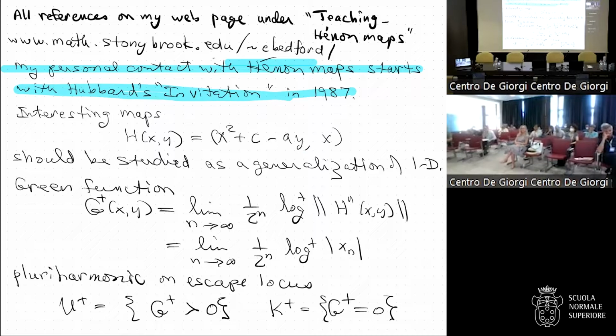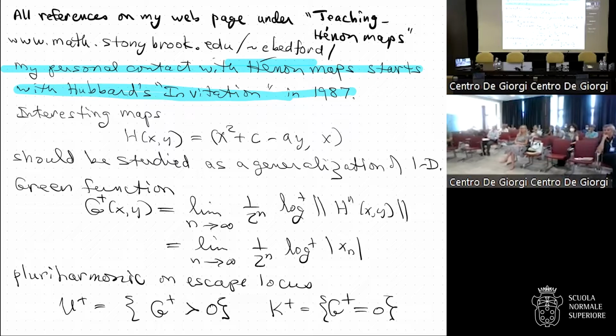in one dimension, you can define a Green function of the filled Julia set, and you can do it by taking your map, iterating it n times, taking logarithm. You take log plus, so you're taking the maximum with 0, so you don't have any minus infinities to think about. And so you divide by the right normalization, because the degree of this guy will be 2 to the n. So when you're taking logarithm, if you want to have some convergence, you need to normalize it by the degree.